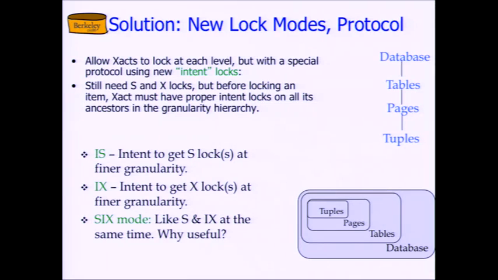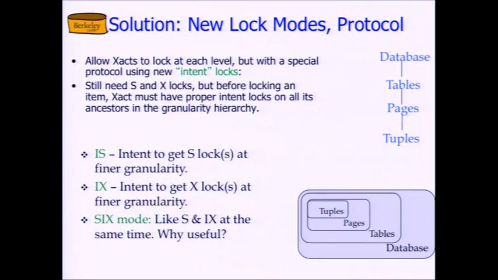Okay? So IS is a lock you set that says, I intend to get an S lock at a finer granularity than this. So you might take an IS lock on the database and then take an S lock on a table. Or you might take an IS lock on the database, an IS lock on a table, and then take an S lock on a page. Okay? So IS is the intention to, somewhere in a finer grain, set an S lock.